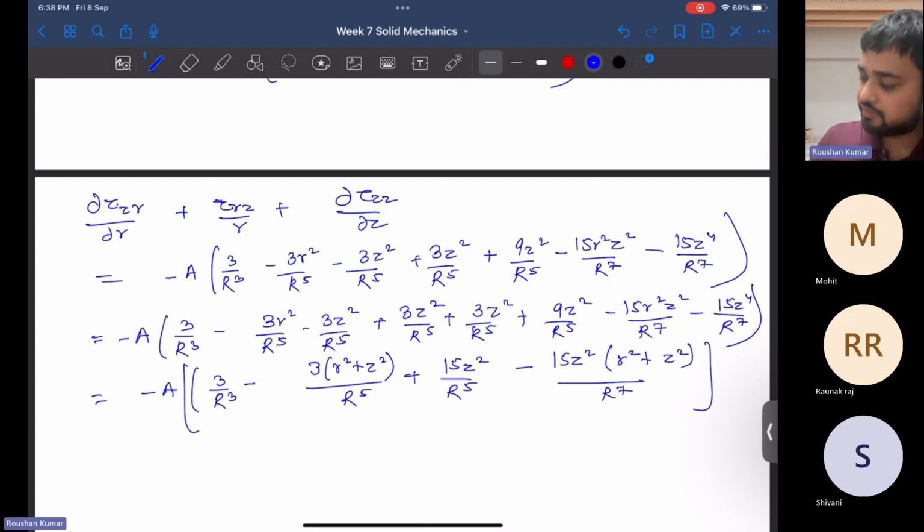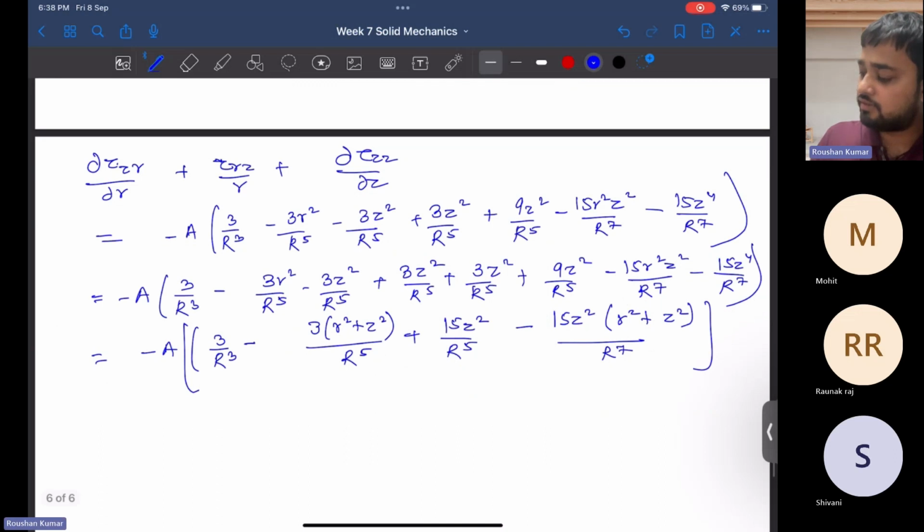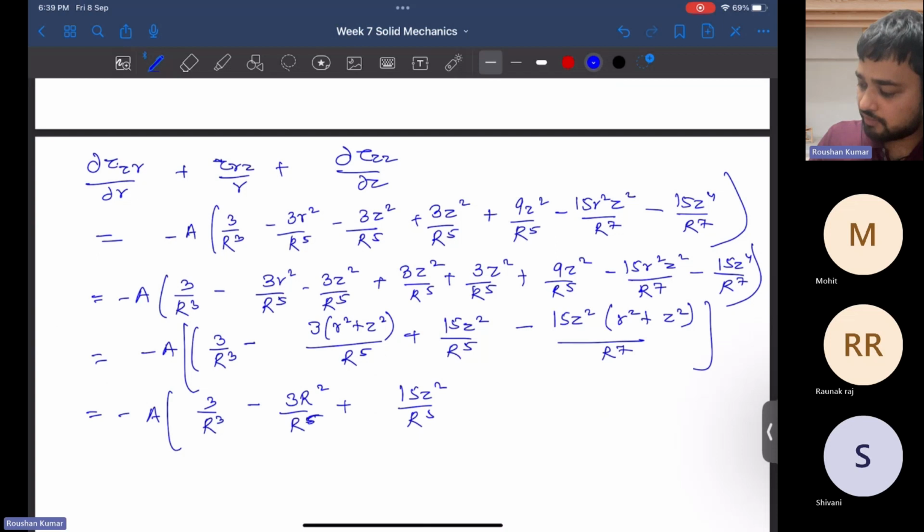Now if you see this expression, it is nothing but minus a times 3 by r cube minus, what is r square plus z square, that is r square, so 3r square upon r to the power 5, plus 15z square upon r to the power 5 minus 15z square r square upon r to the power 7.